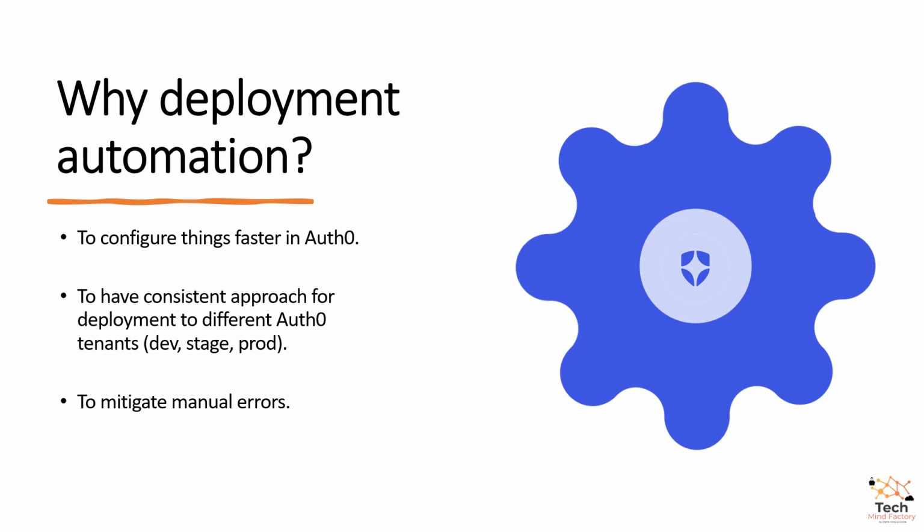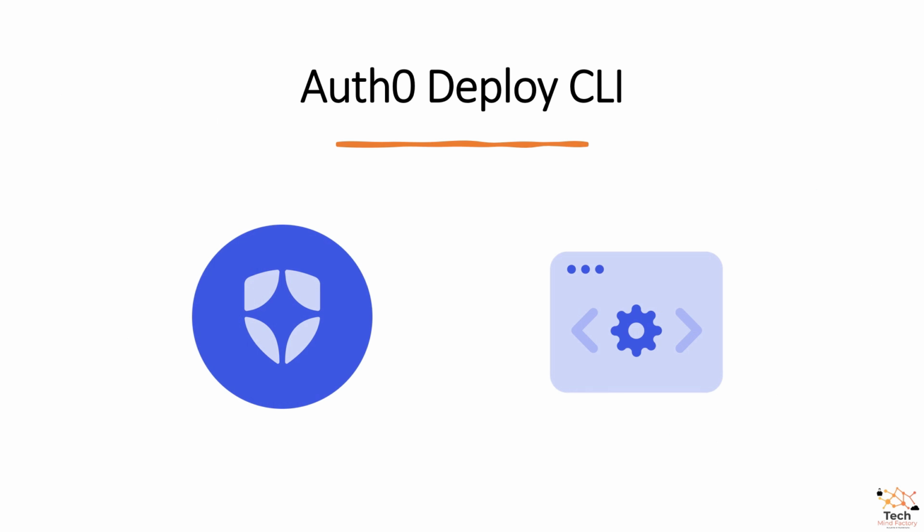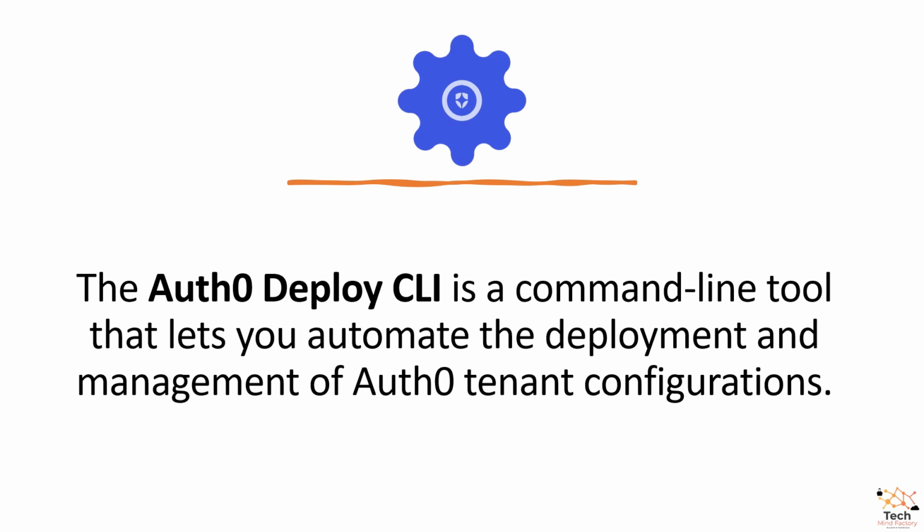So that's why it's very important to keep the right balance and to decide what actually is worth to be automated through deployment. And this is why I created this video. So let's move on. To automate the configuration deployment to Auth0, there is a dedicated tool called Auth0 Deploy CLI. Auth0 Deploy CLI is a command line tool that lets you automate the deployment and management of Auth0 tenant configurations.